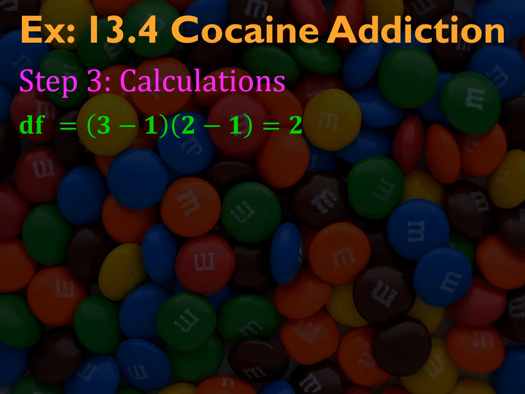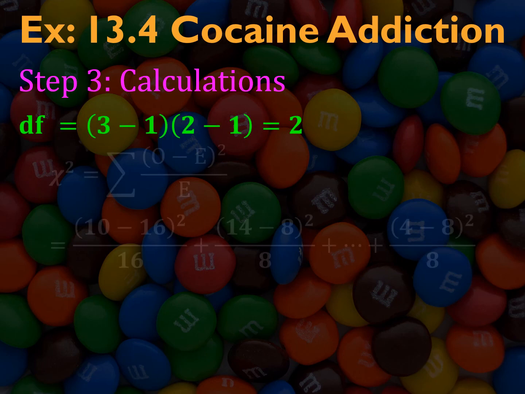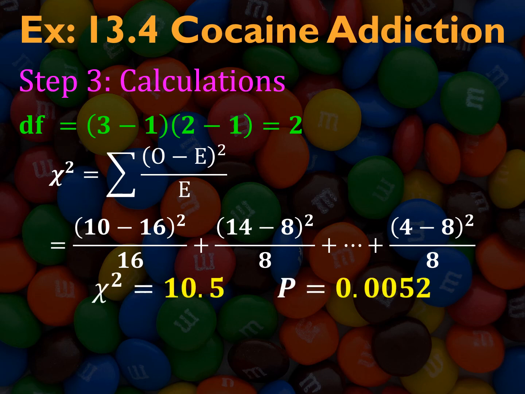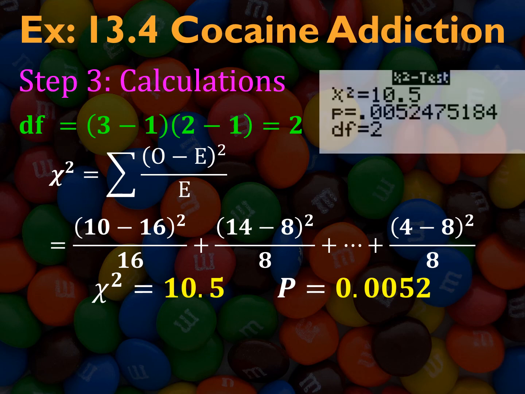Doing the calculations, our DF is the row total minus 1 times the column total minus 1, which is 2 times 1, or 2. Here's your chi-square. There are only 6 values, but again, I list the first 2 plus the last one: observed minus expected squared divided by expected. That gives you a chi-square value of 10.5 and a corresponding p-value of 0.0052. So there's the computer or the calculator display of what you will see after you put the numbers in your matrix and run the chi-square test.